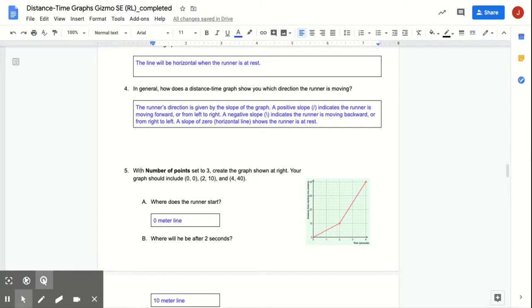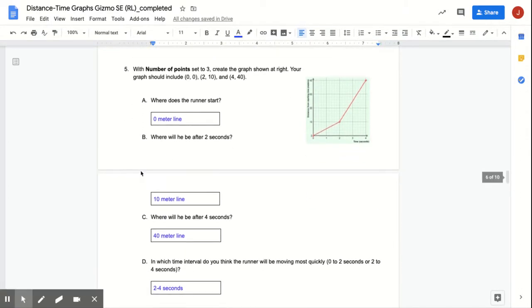So now you had to create a graph. I'm sorry, the graph was created for you that included certain points. So where does the runner start? It starts at the 0 meter line, and where will it be after 2 seconds? If we look, 2 seconds, 10 meters. And then again, at 4 seconds, where is it? 40 meters.